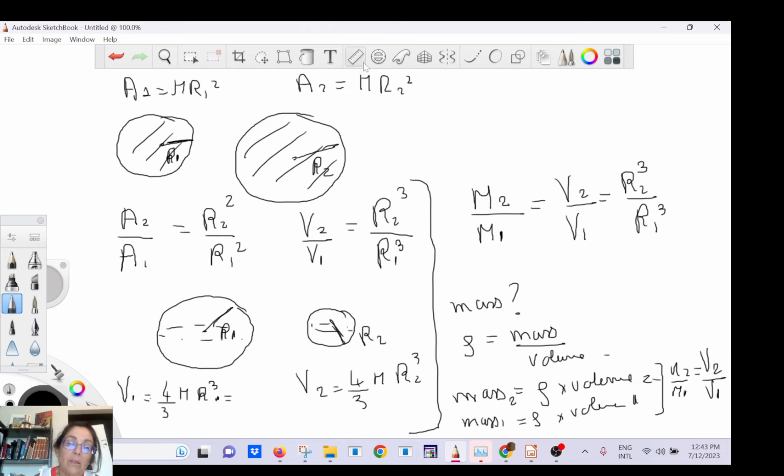Okay, so if those discs, for example, are made from the same material, then I can say the mass 2 over the mass 1 equals R2 squared over R1 squared. But we're going to work in 3 dimensions. Okay, so that's one thing.